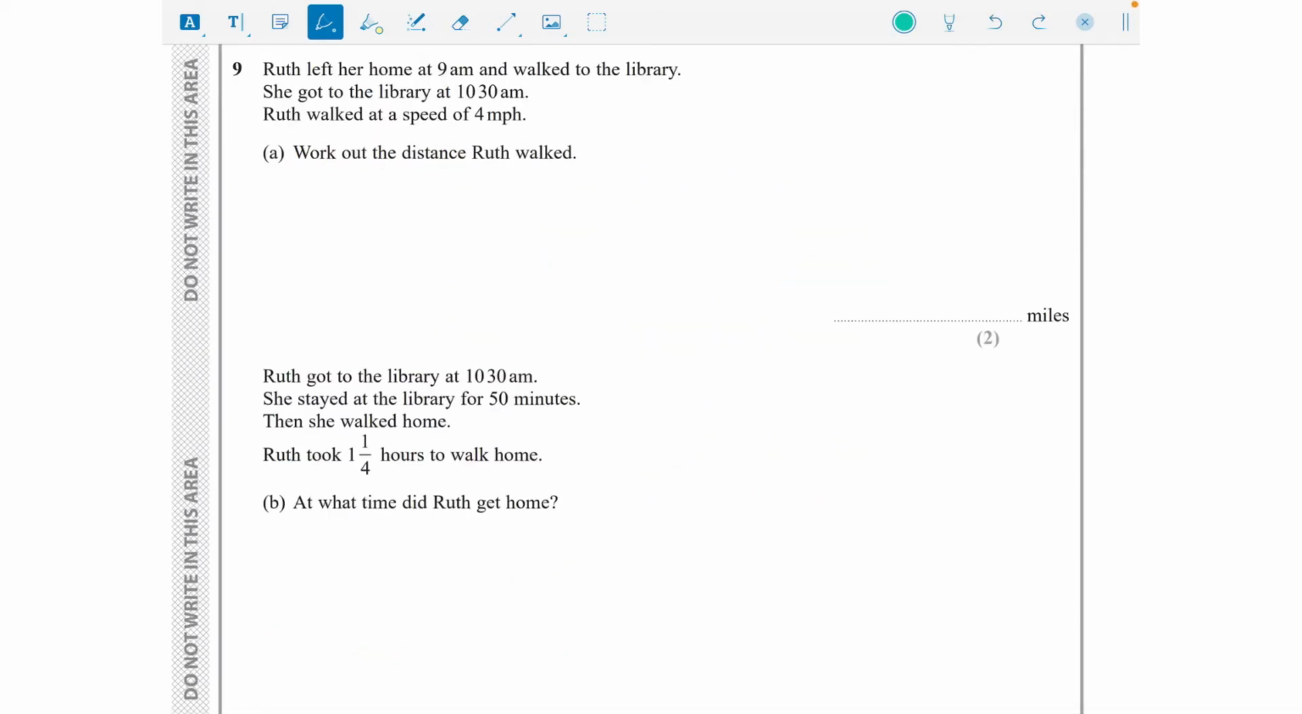Ruth left her home at 9 a.m. and walked to the library. She got to the library at 10:30. Ruth walked at a speed of 4 miles per hour. Work out the distance that Ruth walked.